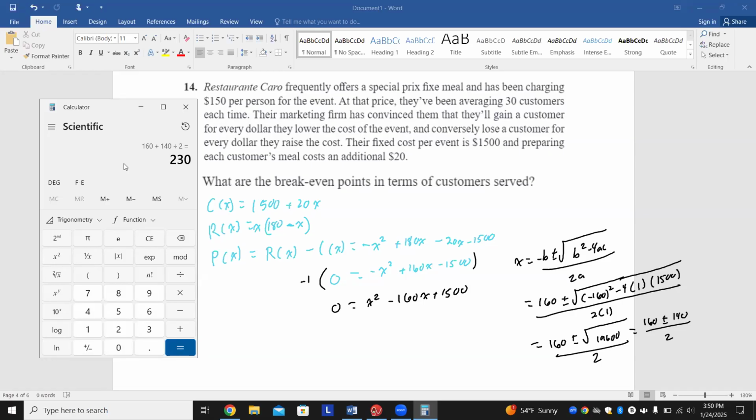And then the other way would be, so let's write, I need to write that down. So 230. And then we'll do 160 minus 140. Divide that by 2 is 10. So we can do 10 or we can do 230.